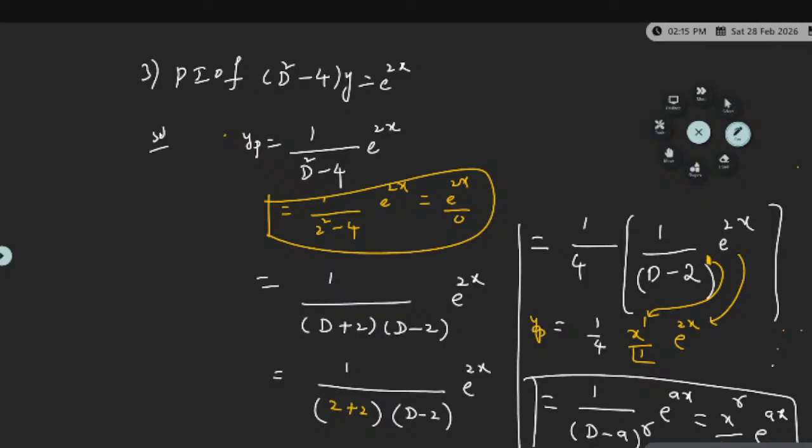We have to separate it to apply the formula. I will write. I will explain. I will give you a few more examples.